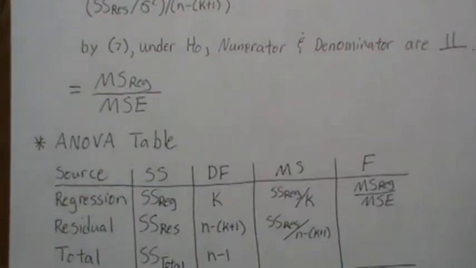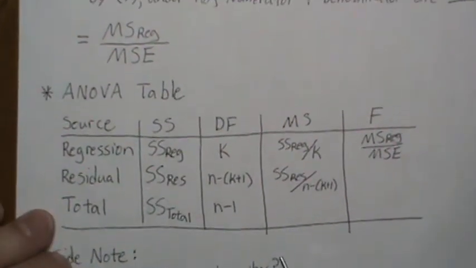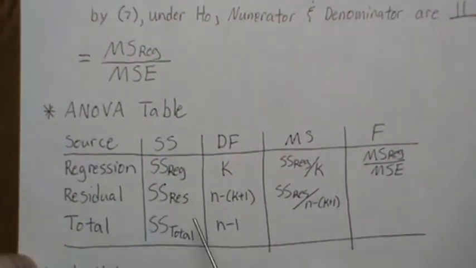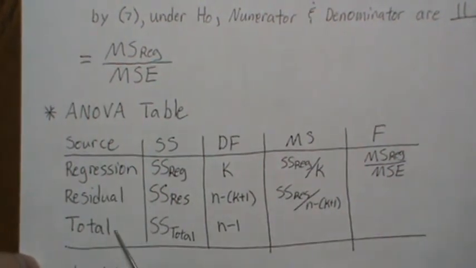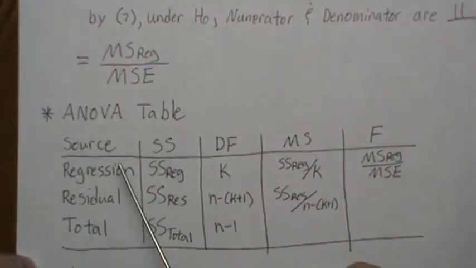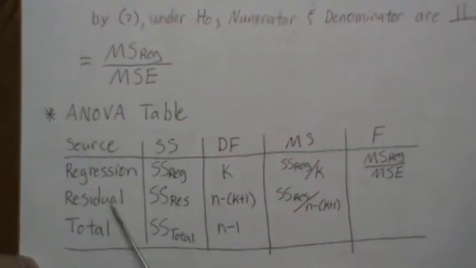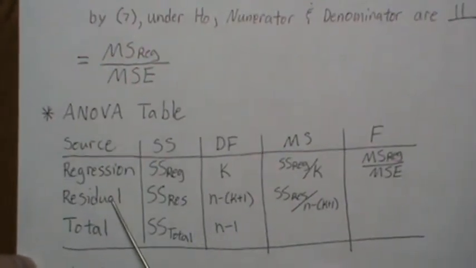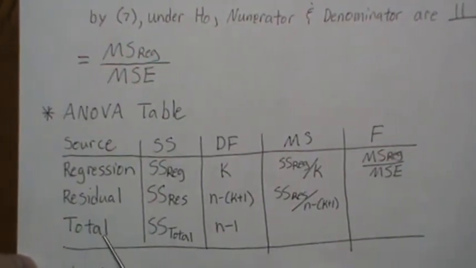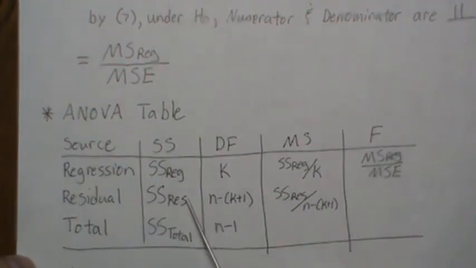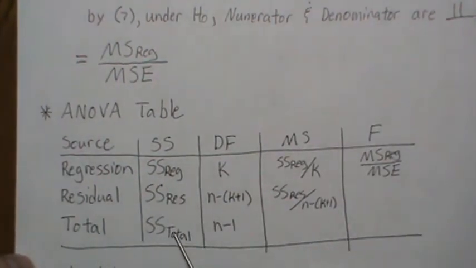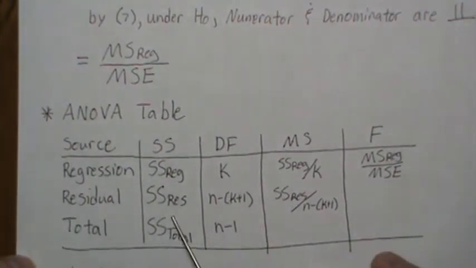And if we look at this in an ANOVA table, this is it. There are two sources of variability, regression and residual. Some call this the error term. Those two add to the total. And then we have formulas for the sum of squares, and we have degrees of freedom associated with these.